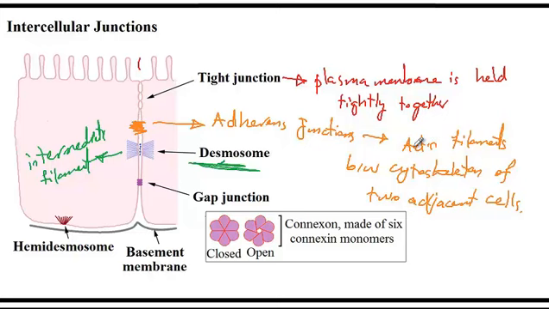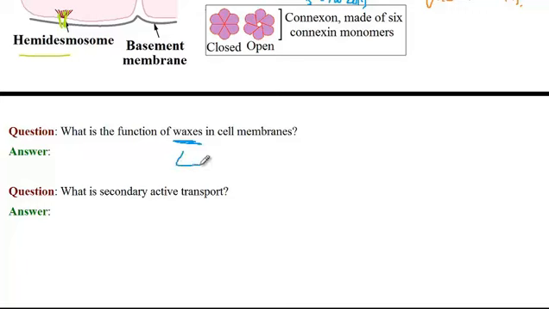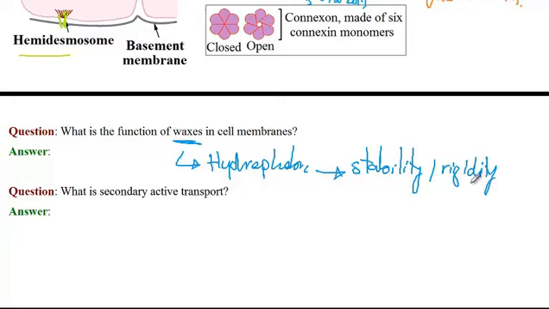Next, I would like to answer some short questions before we move on to our practice question for this lecture. The first question is, what is the function of waxes in the cell membrane? The reason I've included this question is that we haven't discussed waxes. Basically this is an extremely hydrophobic lipid molecule, the job of which is to add stability and rigidity to the nonpolar tail of the cell membranes. And waxes are usually not found in animals.